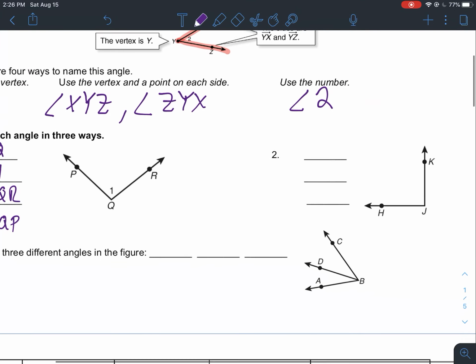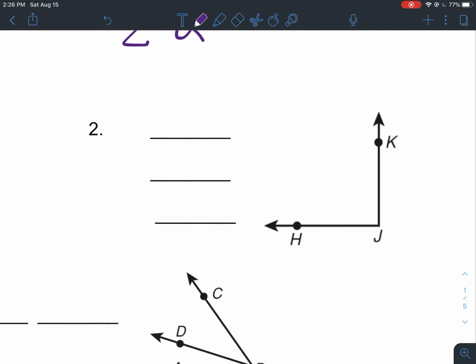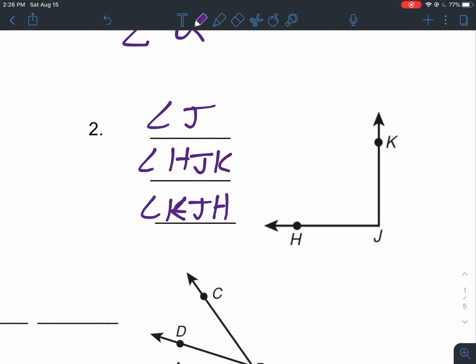At this point, pause the video and try number 2. Now, number 2, there's only 3 answers. You can see there's no number there. So there's only 3 different answers that'll work here. All right, welcome back. 3 answers here in any order. Angle J, angle HJK, or angle KJH would all be the same correct answer.